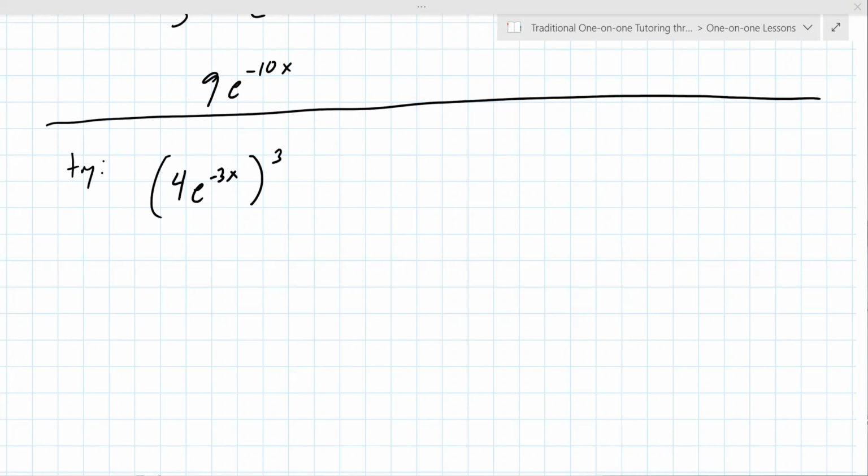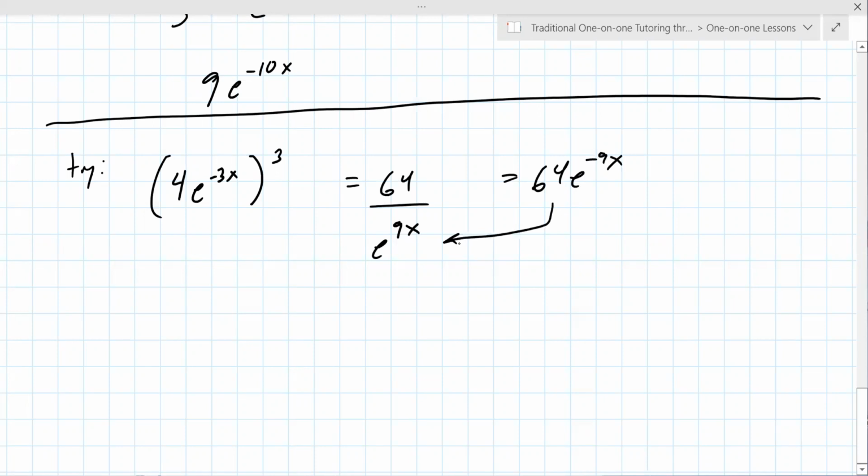I got 64 over e to the 9x. Yes. Oh, and so I didn't do that in the last problem. I actually think it's okay to write this as 64e to the minus 9x, but your instructor is saying, hey, I only want positive exponents, which is why you move it to the bottom, which is good.